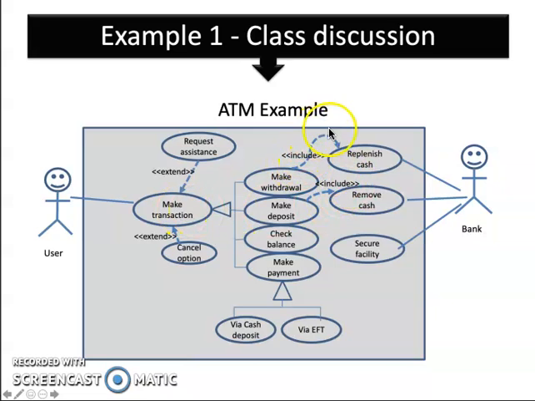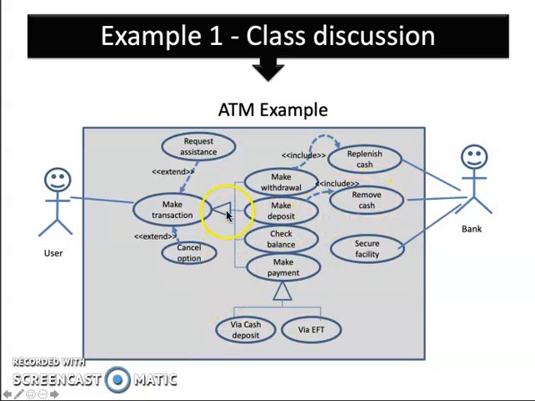On the other hand, if I look over here, I can see include. So make withdrawal includes replenishing the cash. If there's no cash replenished, I can't make the withdrawal. And you can notice that making the withdrawal would be on the side of the user, but replenishing the cash is from the bank, and yet it is still include. So making the deposit over here includes the bank actually removing the cash.